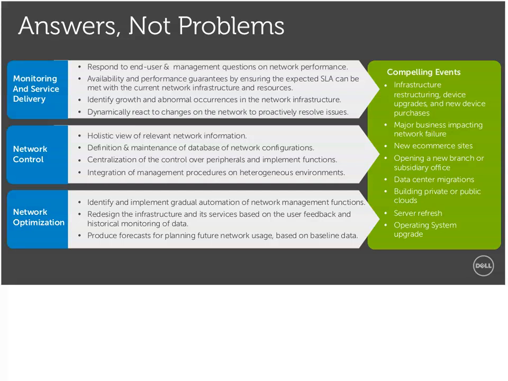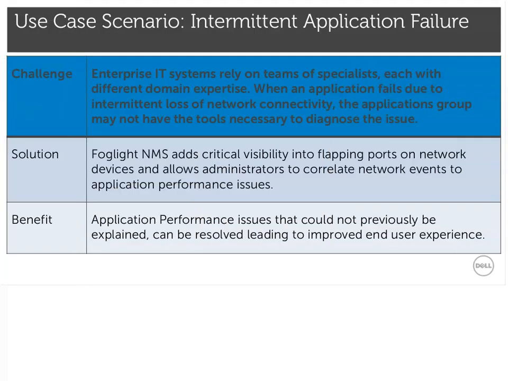A lot of tools are good at surfacing data, but not necessarily intelligently representing it for you to do your job better. And one of the ways that we thought was a good way of talking about answers and not problems is talking about a couple of use cases associated with network management. We see it quite a bit from our customers, and what they use visualization to solve, to answer those questions. So for example, the first use case scenario is intermittent application failure.